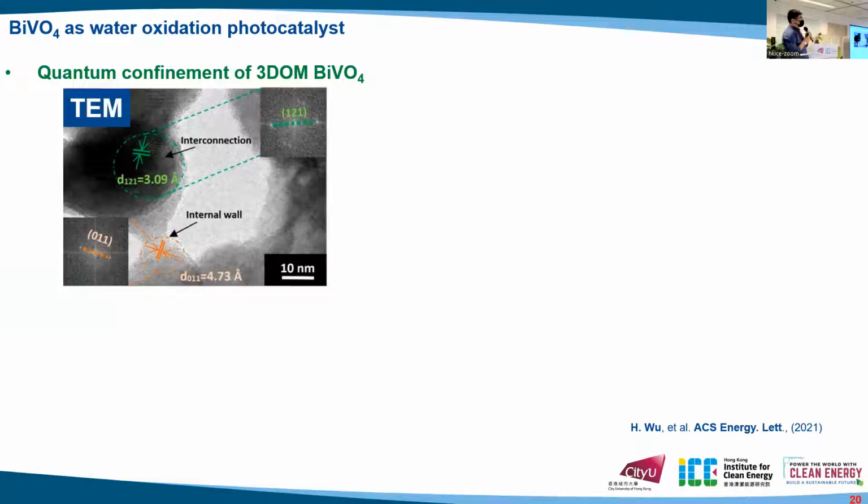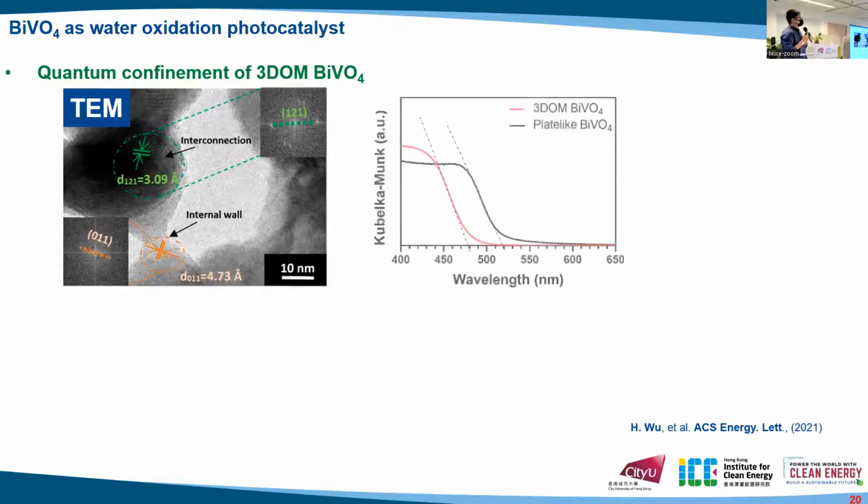The first is the ultra-thin and crystalline internal wall. When the size of non-structured photocatalysts narrows down to 10 nanometers, they have been widely reported to show the quantum confinement effect. So we were wondering if our 3D dome bismuth oxide also has such an effect. So we first did the UV measurement on our samples. We found that compared to the bulk counterpart, the pristine sample, the 3D dome bismuth oxide shows a significant blue shift of band absorption. It indicates a larger band gap.